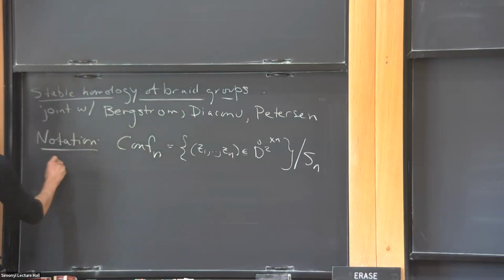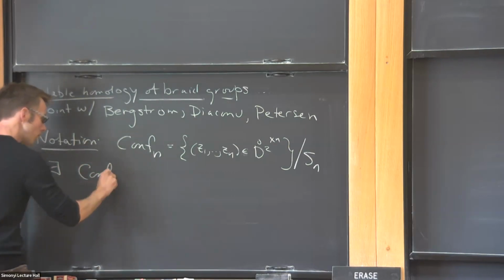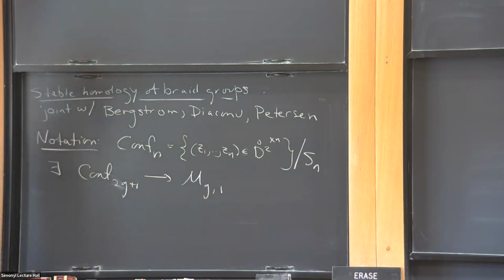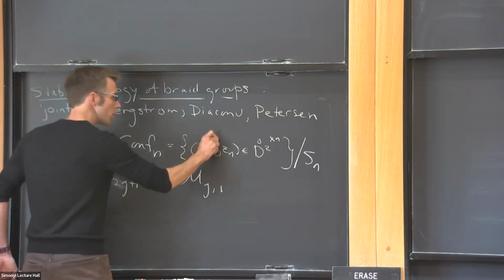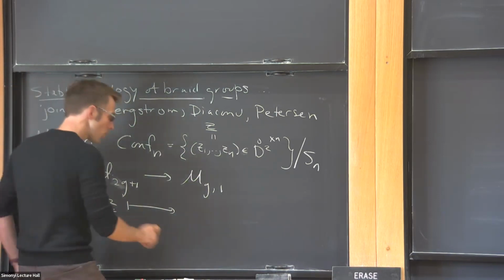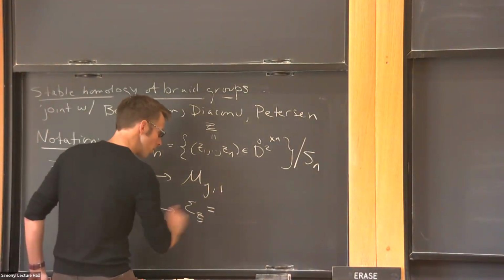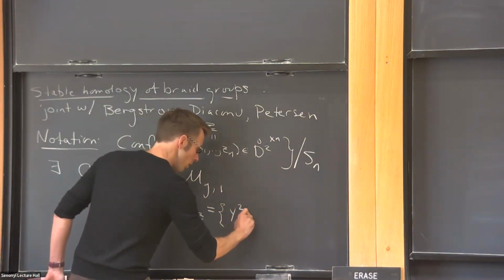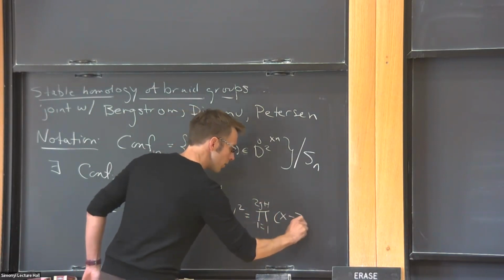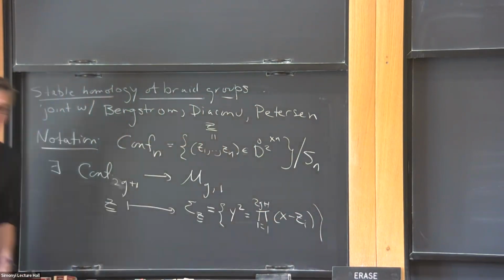And there exists a function from the configuration space of 2g plus 1 points to the moduli space M_{g,1}, where 1 means 1 boundary component: moduli of curves of genus g with 1 boundary component. It sends the configuration z to the hyperelliptic curve, which I had a notation for, Sigma_g, the curve whose affine equation is y squared equals the product from i equals 1 to 2g plus 1 of (x minus z_i). So the hyperelliptic curve where the branch points are at the configuration.